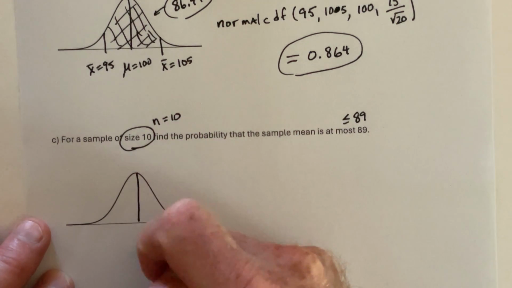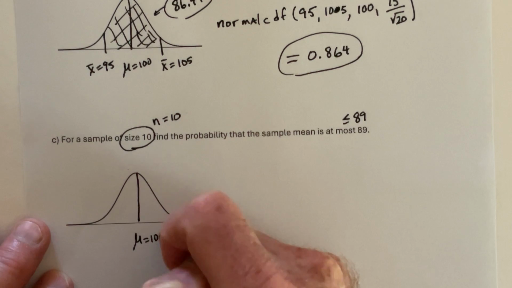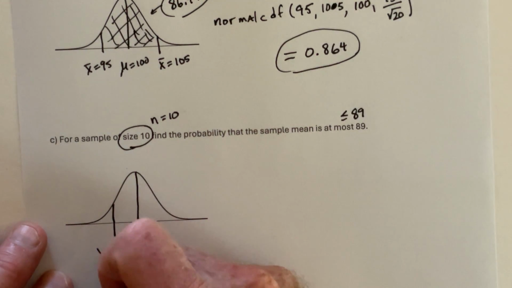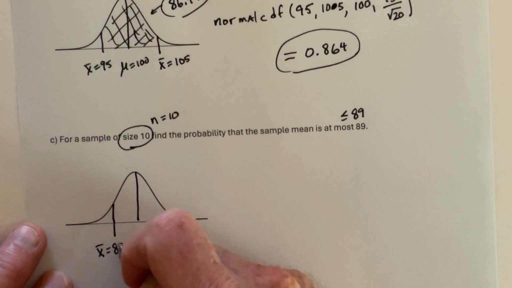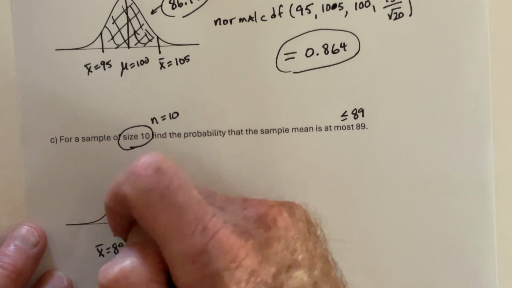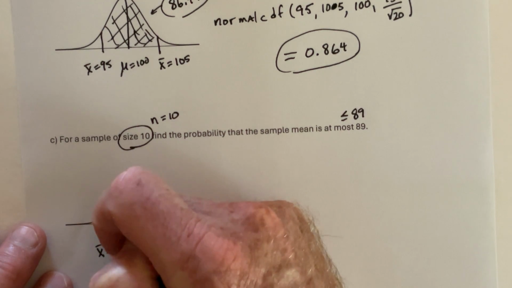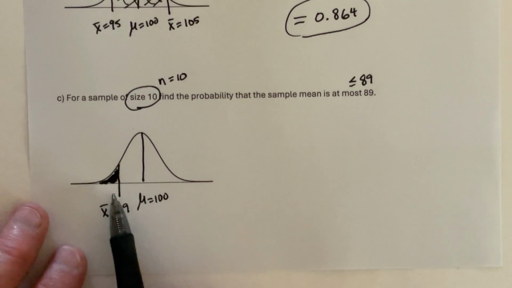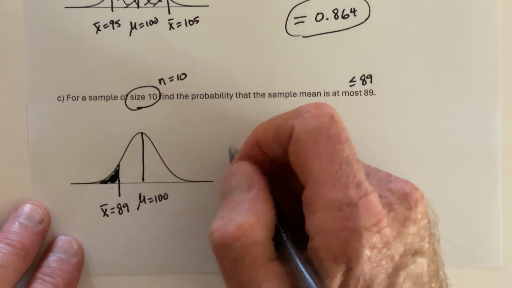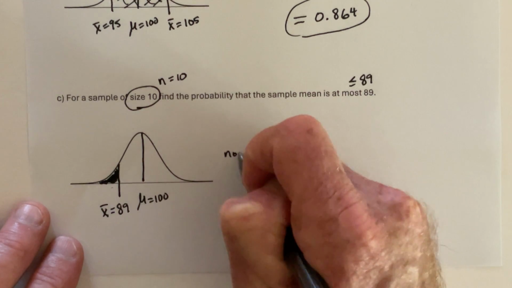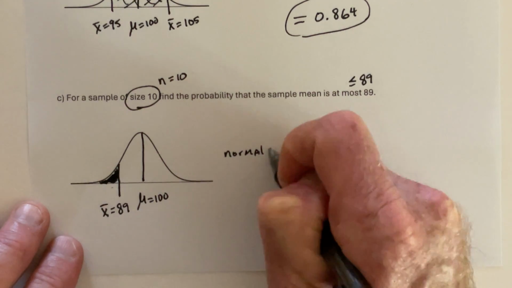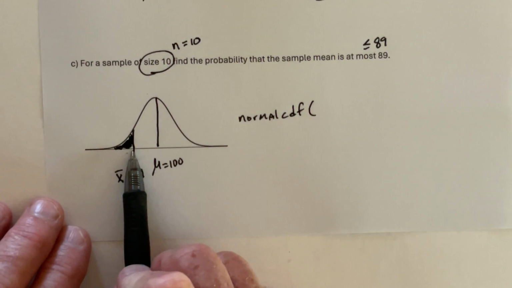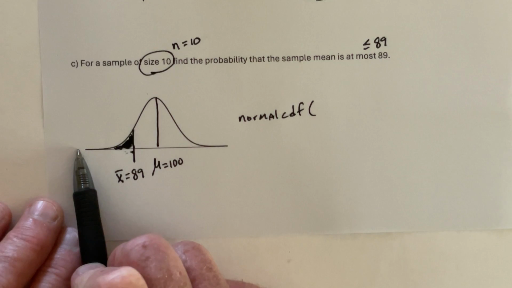Well, one more time, the mean equals 100 goes in the middle. The number 89 would be somewhere over here on the left. And then at most means shade to the left. So then how much is this little shaded area right here? So again, I'm going to write it out first and then use the calculator. So use normal CDF. So the shading is going to go up to 89 and actually starts way over here.